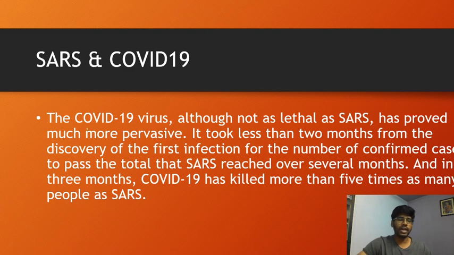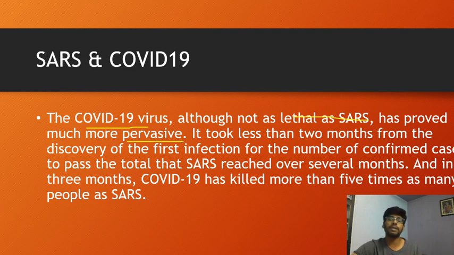And the COVID-19 virus is not as lethal as SARS, but more pervasive, right? Why is it more pervasive? Even though we are saying it doesn't transmit at a faster rate, why are the number of cases constantly on the rise? Which means when it comes to COVID, most of the people don't show any symptoms. That is a greater disadvantage.